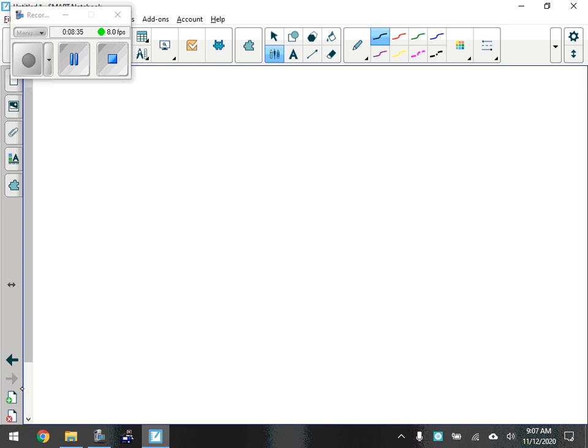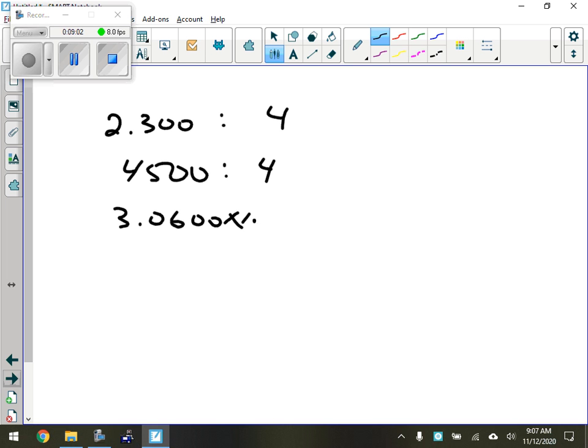There are some variations to this rule, but this is basically the way we do it here for diplomas in Alberta. For example, how many significant digits are in each of the following? If we have the number 2.300, how many do we have there? 4. So the zeros at the end count. 4,500 would be 4. And then 3.0600 times 10 to the 3 would be how many there? 5. Okay, good.